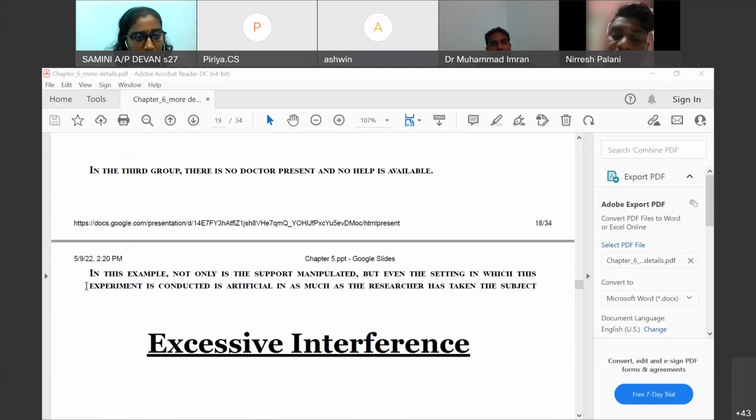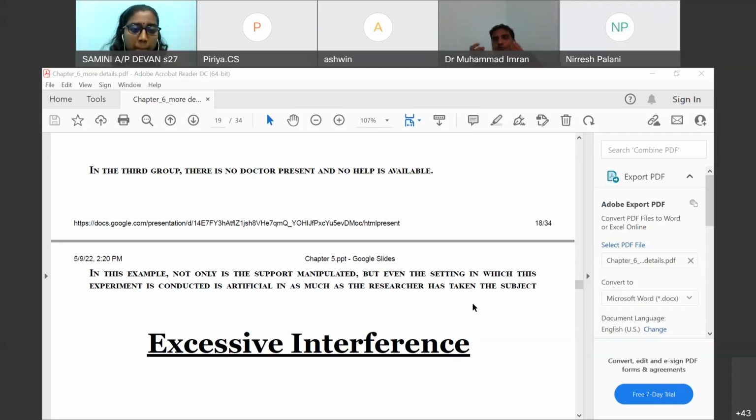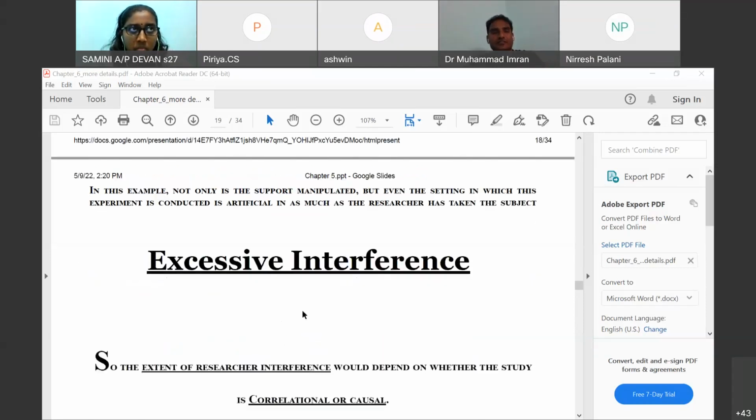Then, see here, in this example, not only is the support manipulated, but even the setting in which this experiment is conducted is artificial, inasmuch as the researcher has taken the subjects. Okay, before, that one was the real one. The nurses have some stress. No. He is manipulating, even choosing a new population, new students. We can say in this example, not only is the support manipulated, he replaced the nurses with students and checked the stress level with the different scenarios. Okay, this is excessive intervention.